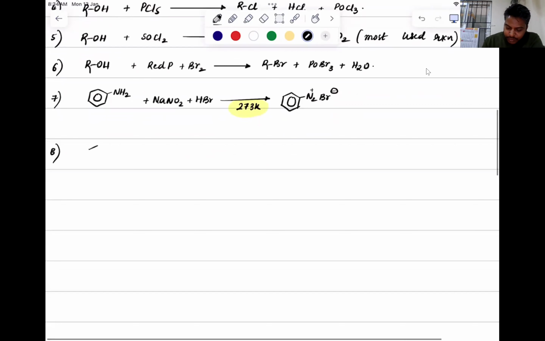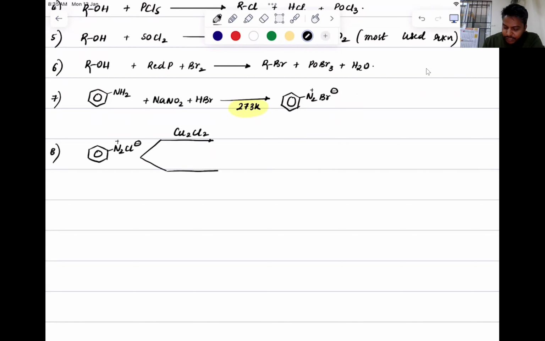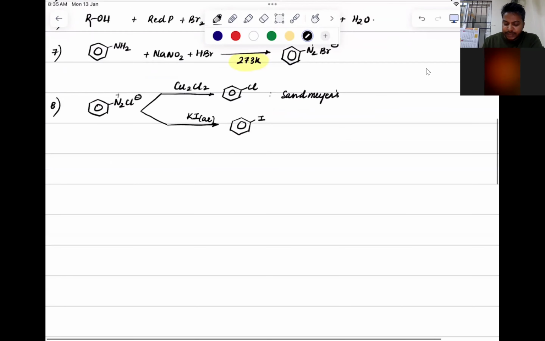Diazonium salt. Now, if the diazonium salt is chloride or bromide, it does not make any difference. But if you react this with Cu2Cl2 and if you react with KI, we'll get various products. So with Cu2Cl2, we'll get chloride. So this is Sandmeyer's reaction. And here, KI, even though in NCERT it is not specifically mentioned, but it is aqueous. So it is to be iodobenzene. Correct.